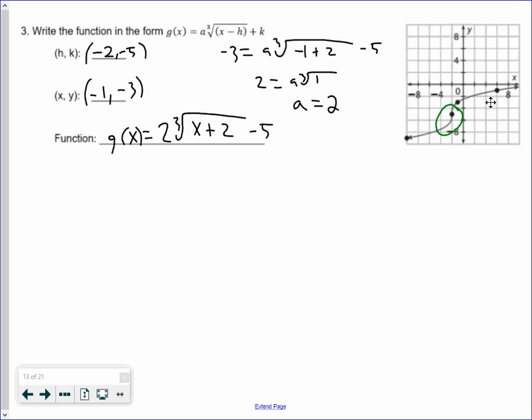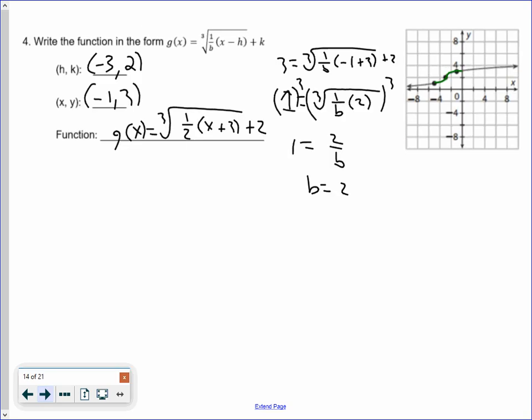So let's go on to number 4 now. On number 4, you should have gotten an hk point of -3, +2, and again, that's because when the graph starts to shoot up more, or when it starts to change shape, become more vertical, the middle point there is going to be your hk point. In this case, it happens to be -3, +2.